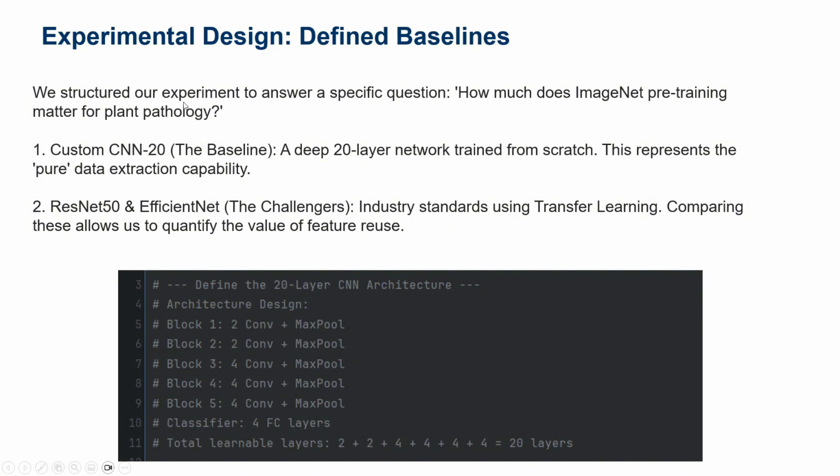Our experiment focused on one question: how much does ImageNet pre-training help? To test this, we created a 20-layer CNN trained from scratch as our baseline. It learns only from our dataset with no prior knowledge. Then, we compared it to two standard transfer learning models, ResNet50 and EfficientNet B0. This setup allows us to clearly evaluate the benefit of reusing pre-trained visual features versus learning from scratch.